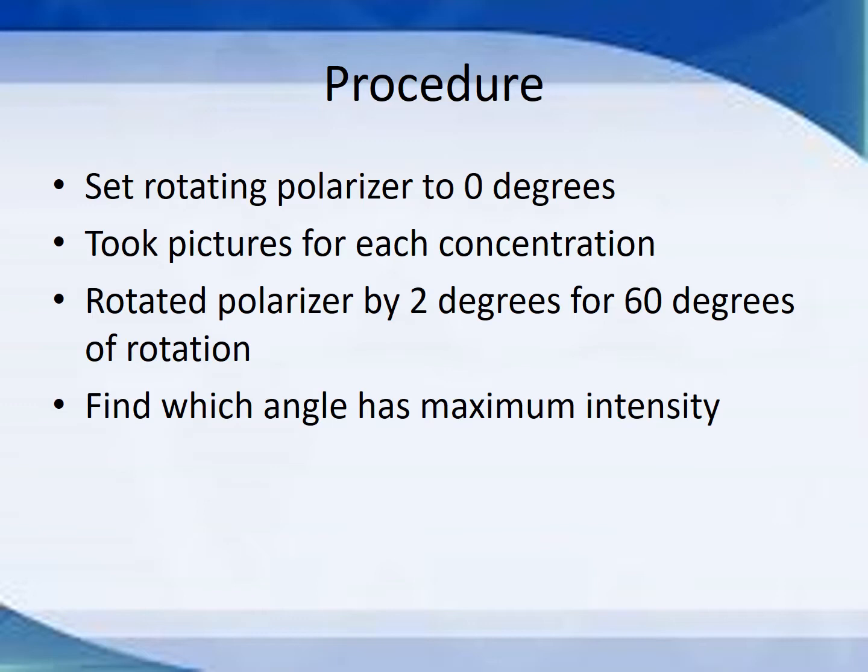So our procedure, basically we set the rotating polarizer to 0 degrees, and we would put each cuvette in the slot. So we start off by putting in the 0 grams per milliliter concentration sucrose water, take a picture, and then go to the 0.4, take a picture, and just do that for each concentration. Then we rotated the polarizer by 2 degrees and took pictures for each concentration again, and we did this for 60 degrees of rotation.